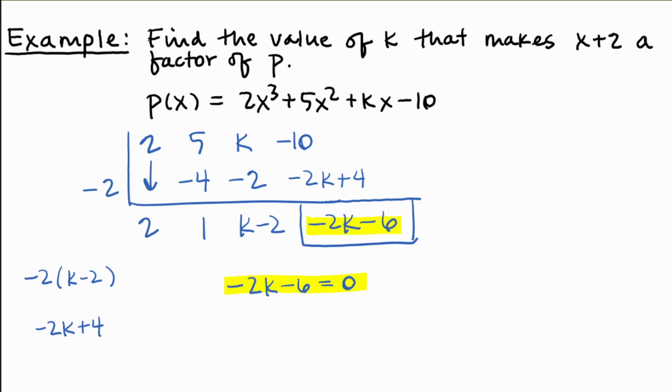So we're going to start by adding 6 to both sides and dividing both sides by negative 2. And there I've got myself a value of k. And then you can check that if you want, plug in negative 3 for k and run negative 2 back through synthetic substitution, and you'll see that you'd get a remainder of 0.